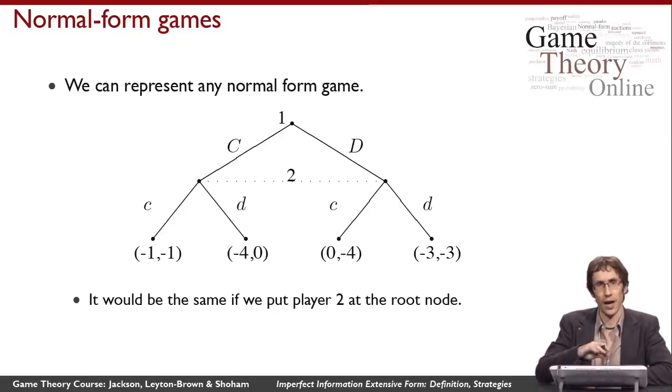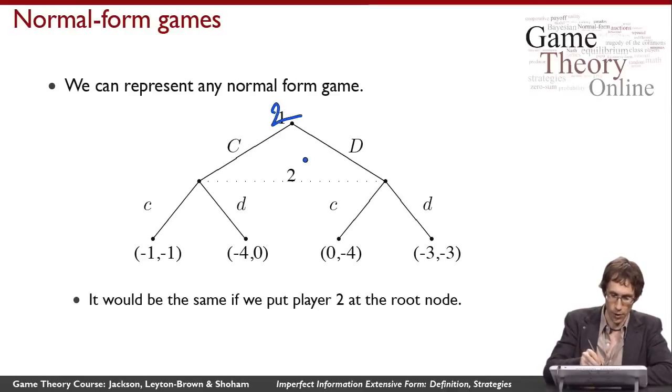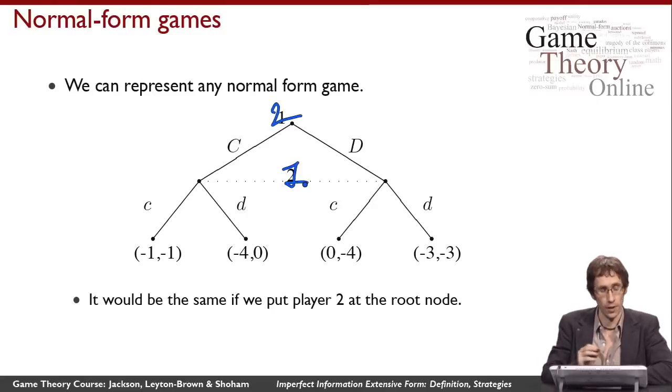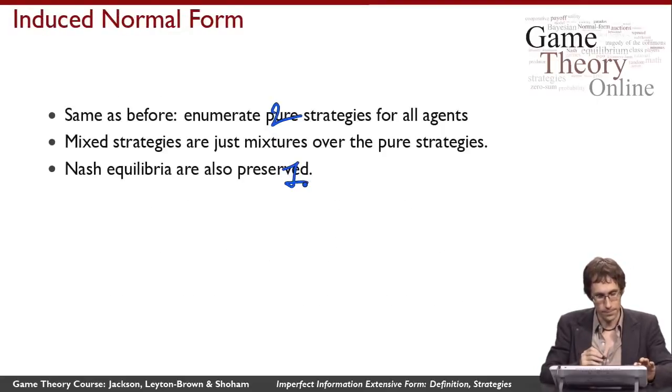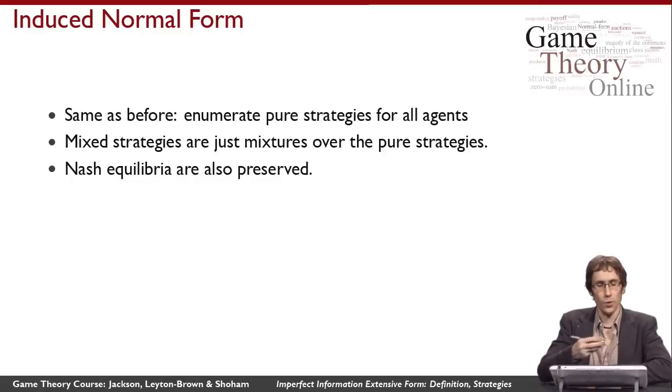And these are the same payoffs that we have in the game matrix. Notice that we could have things work the same way if we put player 2 at the root node and player 1 down here below, because time isn't really playing a role in this game. So what I told you on the previous slide was how to start with a normal form game and make an extensive form game out of it.